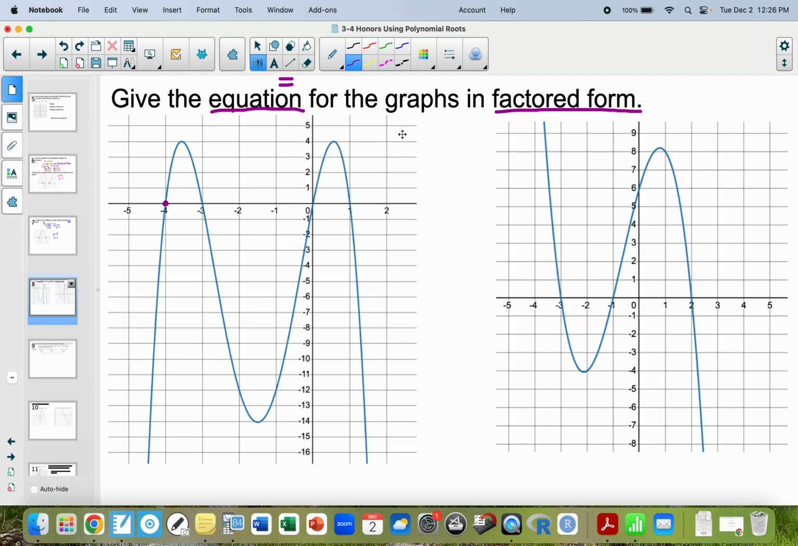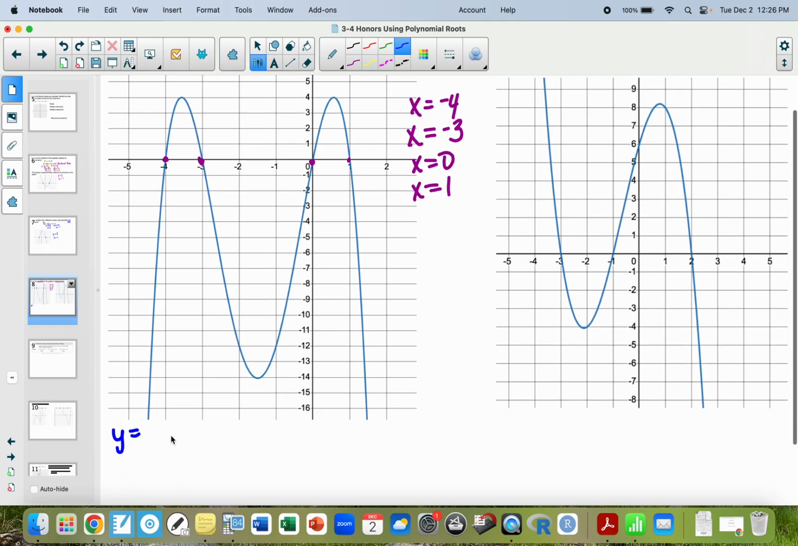So our solutions to this are x equals negative 4. Remember, that's just where it crosses the x-axis. X equals negative 3, x equals 0, and x equals 1. So then, if we take those solutions now and write in factored form, I need to have y equals, and if my solution is x equals negative 4, then remember my factor would be x plus 4. Because if I were to set this equal to 0, and then subtract 4, that's why that sign is different, okay? So the factor is x plus 4. My solution is negative 3, so my factor would be x plus 3.